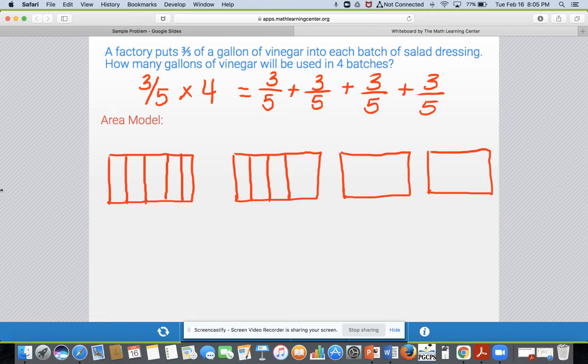1, 2, 3, 4. Now, next we want to show 3/5 in each rectangle, remember? So ask yourself, how many are you going to shade in each rectangle to show 3/5? You're going to shade in 3 out of the 5. So your numerator tells you how many to shade in. So I'm going to shade in 3 in each rectangle.